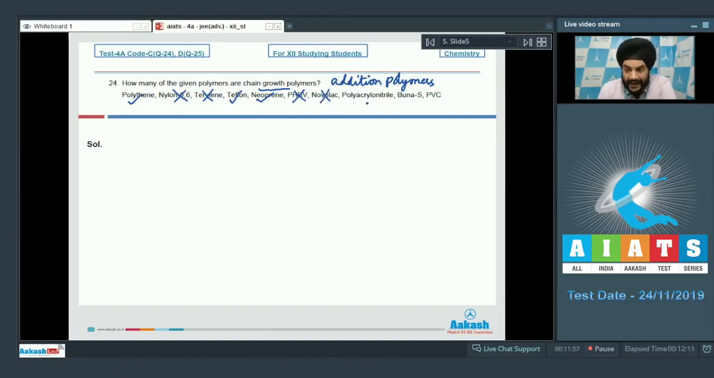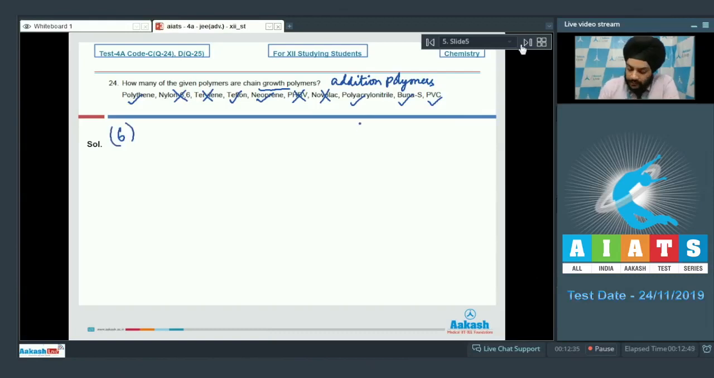We have polyacrylonitrile. So this is also an addition polymer, students. Buna S consists of butadiene and styrene. Both of them co-polymerize by addition polymerization. And PVC is polyvinyl chloride, which also polymerizes by addition polymerization. If you look at the total number of polymers which polymerize by addition polymerization, we have a total of 6 compounds. So students, the answer to question number 24 has to be marked as 6.